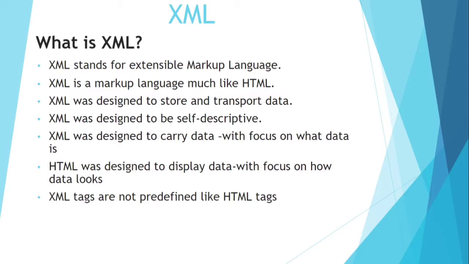XML was designed to store and transport data. XML was designed to be self-descriptive, which means it is easily understandable and easy to edit. XML is designed to focus on what the data is, emphasizing more on how the data is inputted, whereas HTML is designed to emphasize more on how the data is displayed to others. XML tags are not predefined like HTML tags. HTML has some predefined tags, whereas XML tags can be custom made, like product, money, cost, day, etc.